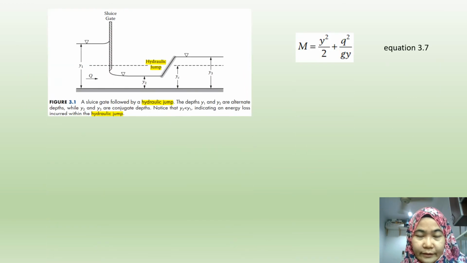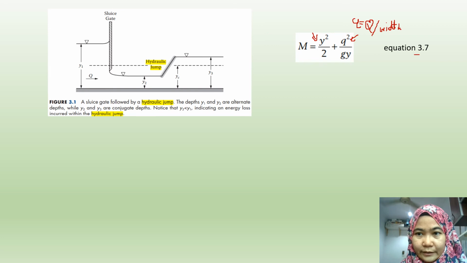From the previous slide, you know that the equation of momentum is M equals y to the power of 2 divided by 2, plus q to the power of 2 divided by gy. Here y is the depth of flow in the open channel, and q is the unit flow, Q divided by width. You can find this equation as equation 3.7.